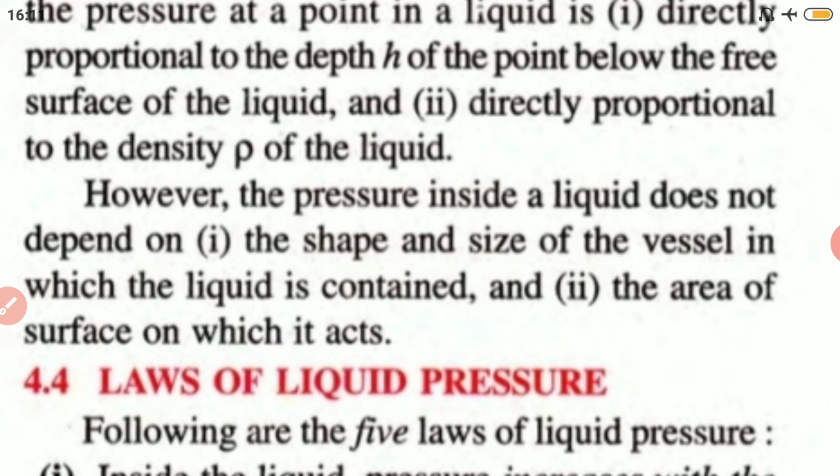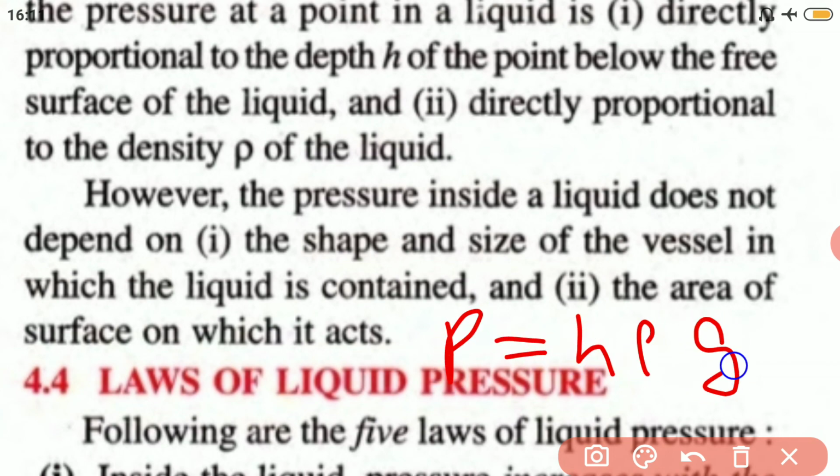When I was deriving this expression, P equals H rho g, I said that we can take any shape or any area, any object, and the formula should come the same, P equals H rho g. So these are the two factors on which the fluid pressure does not depend: the shape and size of the vessel, and the area of surface on which it acts. I hope you understood till here. Thank you so much.